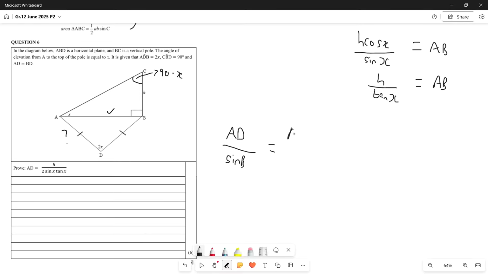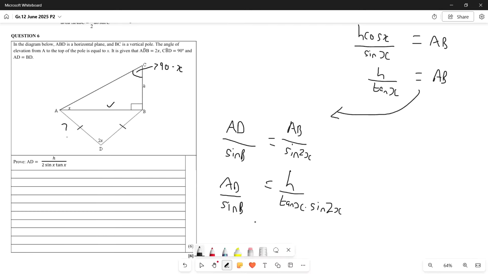So AB over here is what we're going to plug in, this guy, and that is over our sine of 2x over here. So AB over the sine of 2x, which means I'm just going to plug in h over tan x, our AB, in here, which means we have h over tan x times sine 2x over here, and then AD over sine B. So one thing we have to keep in mind, we've used everything up here. We've dealt with this 2x here.